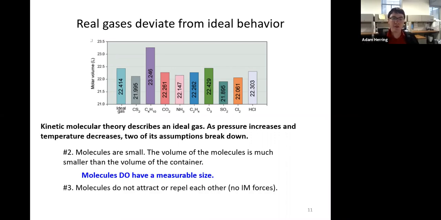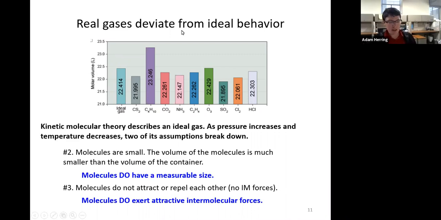The third assumption is that molecules do not attract or repel each other, that there are no intermolecular forces. But we know that all molecules actually do have intermolecular forces. And so there are conditions under which these interactions play a role, and there are conditions under which they don't. When the intermolecular forces don't play a role and the molecules' actual sizes don't matter, the gases behave ideally. However, when the size of the molecules does matter, and when they do exert intermolecular forces that play an important role, then they deviate from ideal behavior, and we call those real gases.